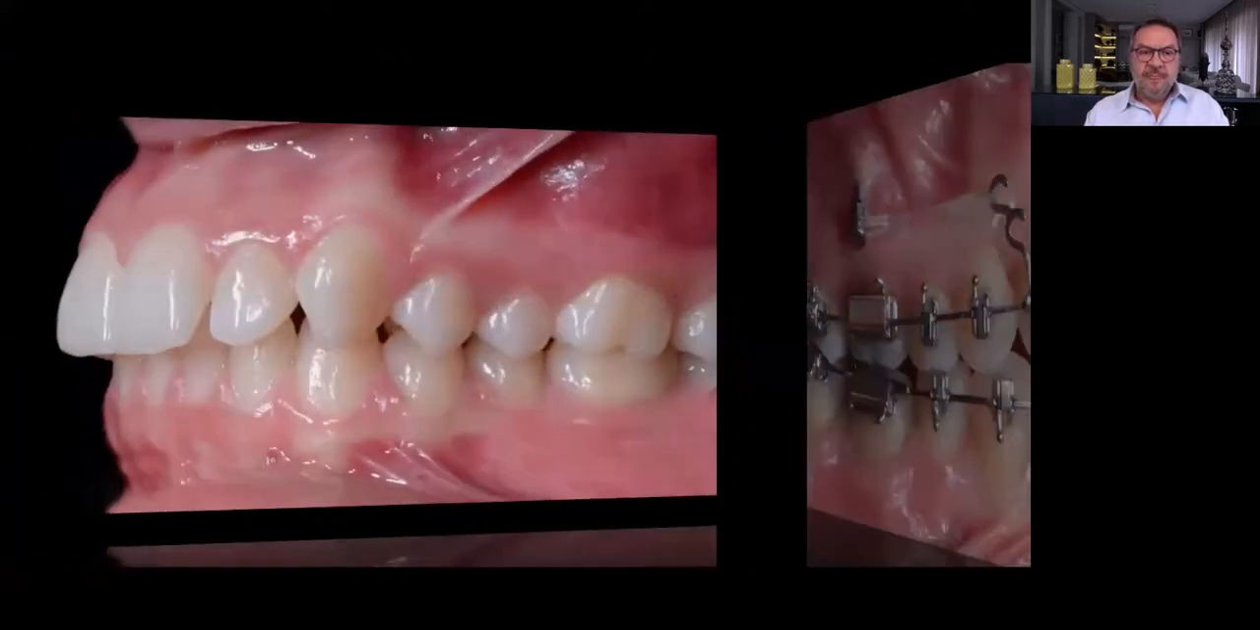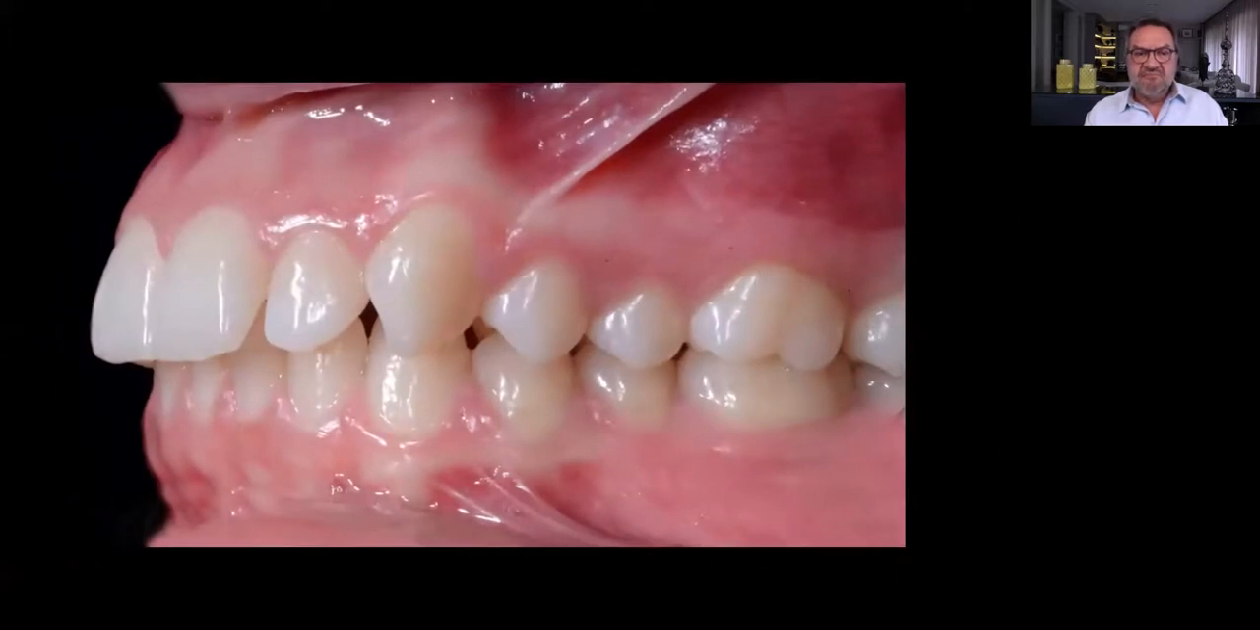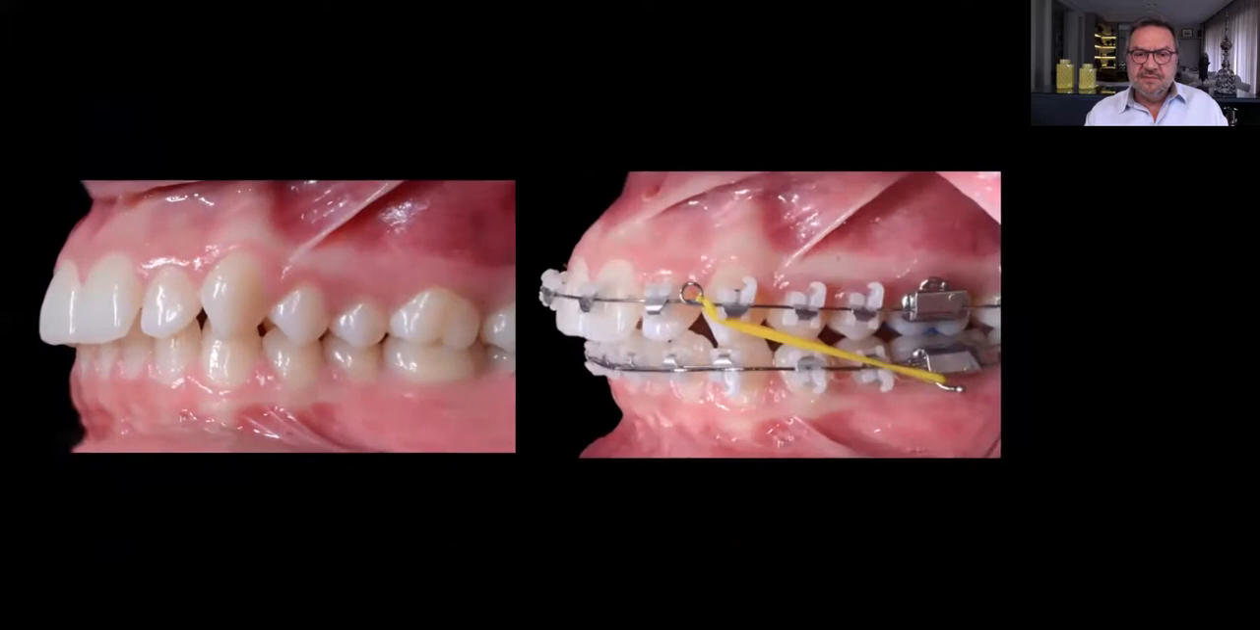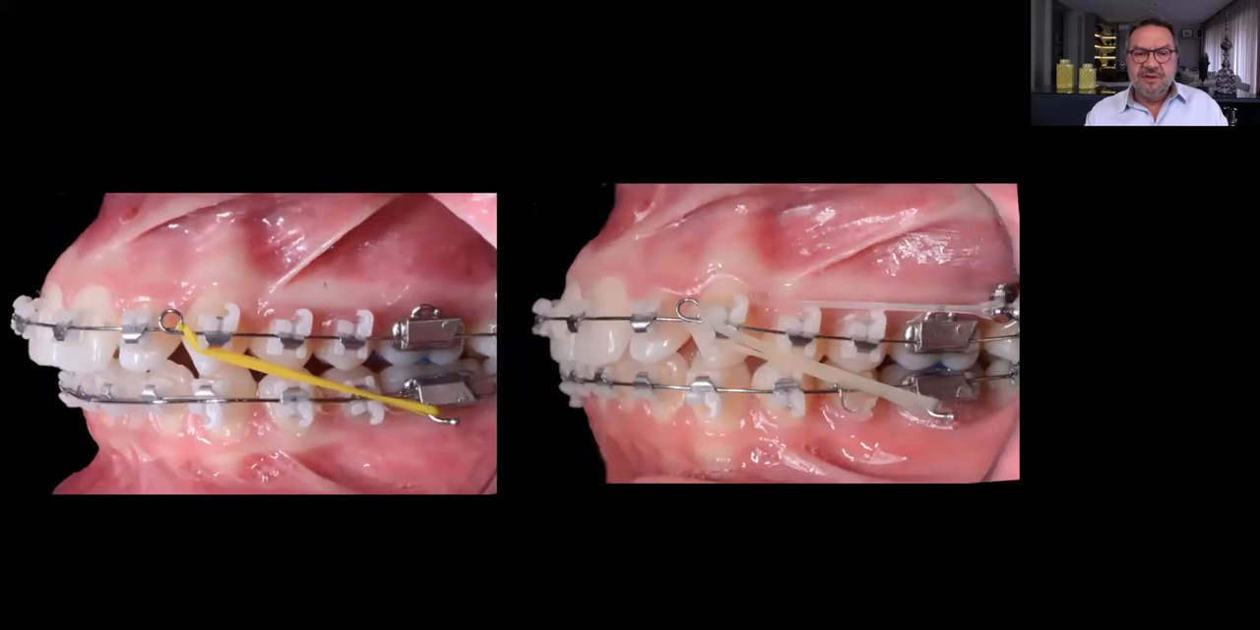Okay, so here I put a very fast clinical case of a girl with three-quarters class two. Start wearing long class two elastics and a build up in the posterior teeth. And just in the very beginning, I do this just for the patient to get used to wearing the class two elastics. And then the next month, I put the mini screw and I start pulling with horizontal elastics with E-links from the mini screw to the circle.